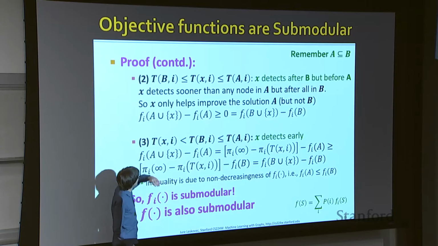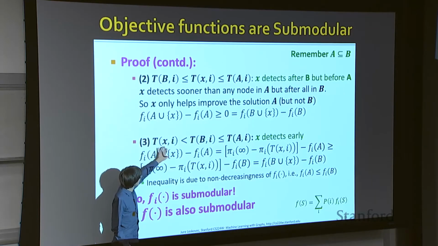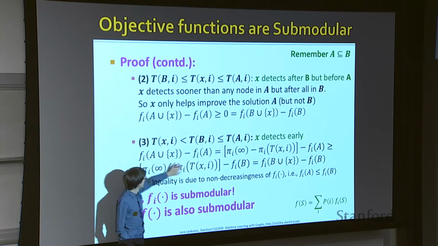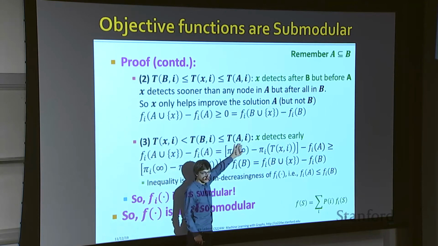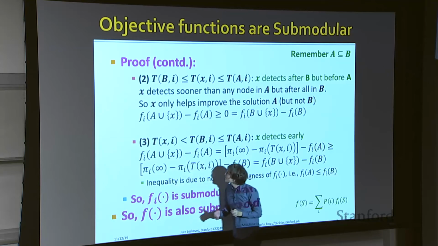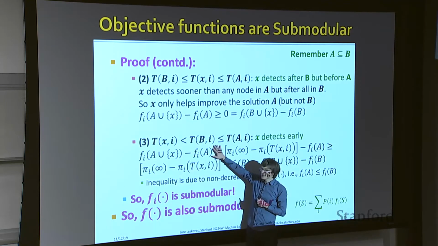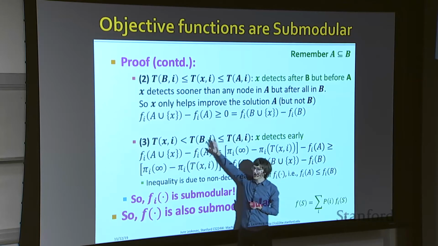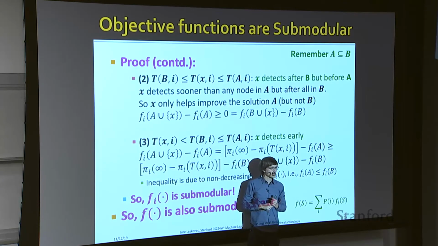And now, the last case, which we need to analyze, is where sensor X detects first, then it's B, and then it's A, right? And I should ask you a question. Shouldn't there be another case where we would say that maybe X detects first, then A detects, then B detects? Why shouldn't I analyze that case?